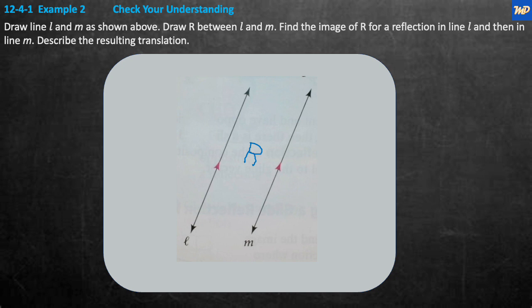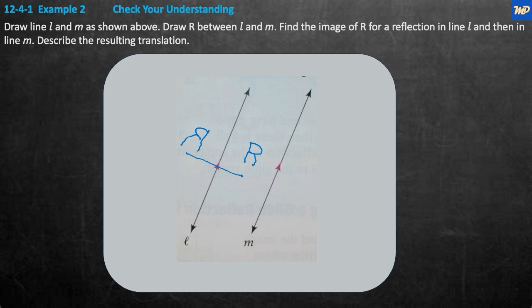So it says first to draw R between L and M, then find the image of R for a reflection in line L. So what you're going to do is go across line L, and it's going to invert, correct? It's going to go like this. It's going to be down here. Sorry for my squiggly lines. So now the R is backwards, and we've gone this distance, whatever that distance ends up being. It's whatever the distance you are from the line L to, say, the center or whichever edge. It's the same distance across the other side.